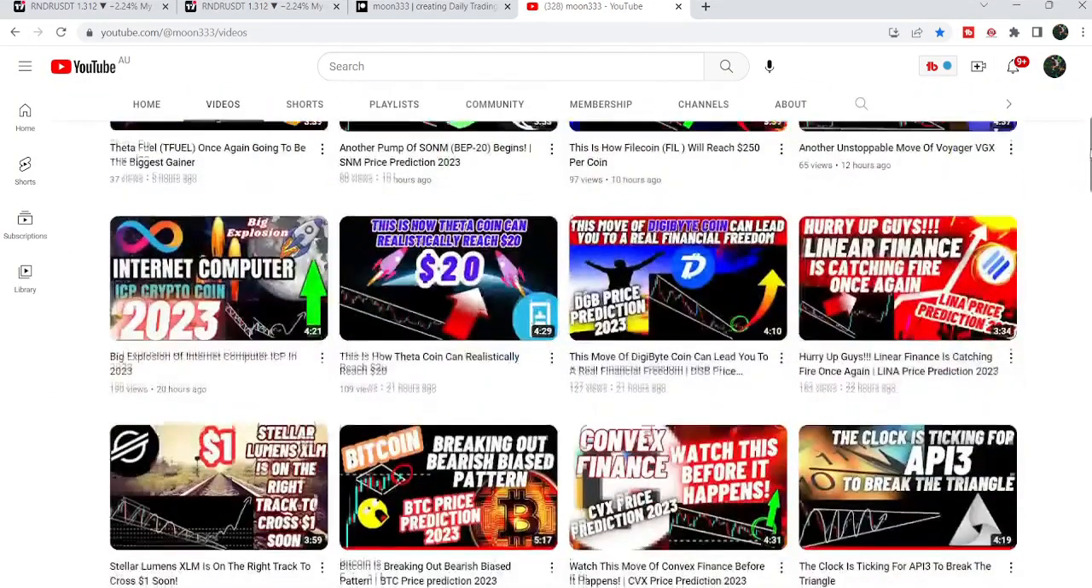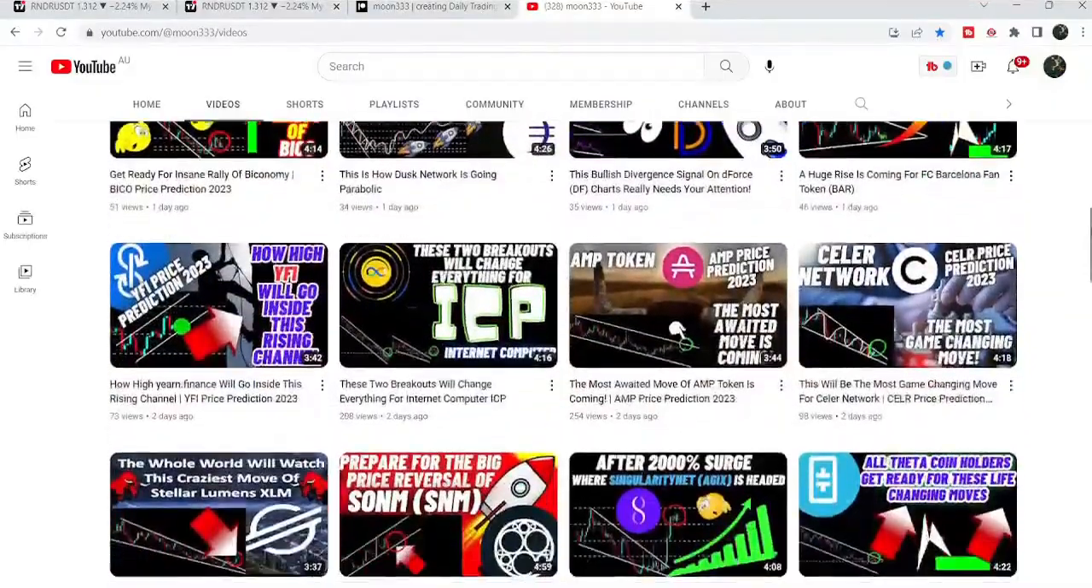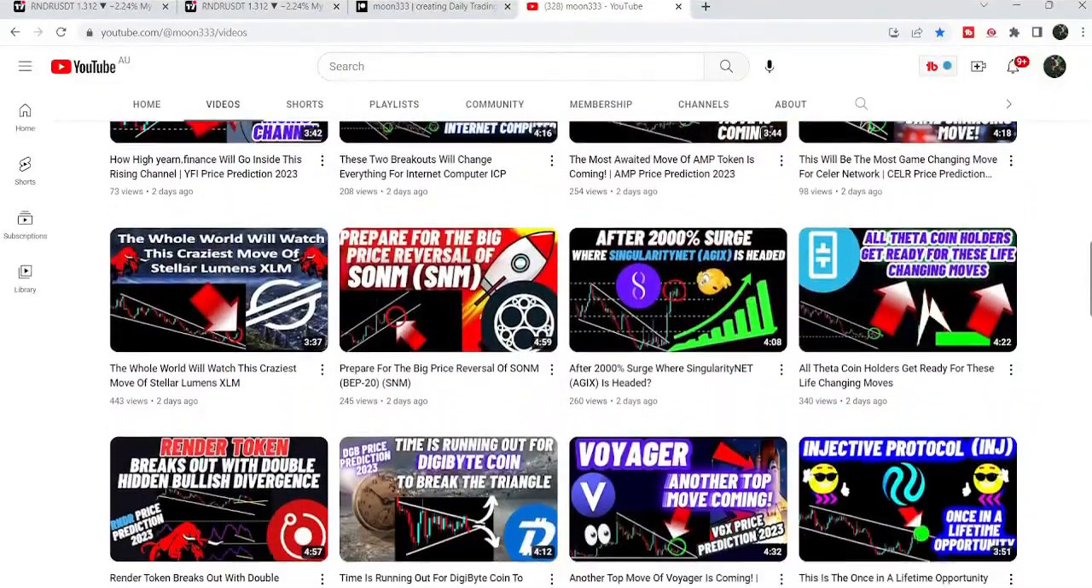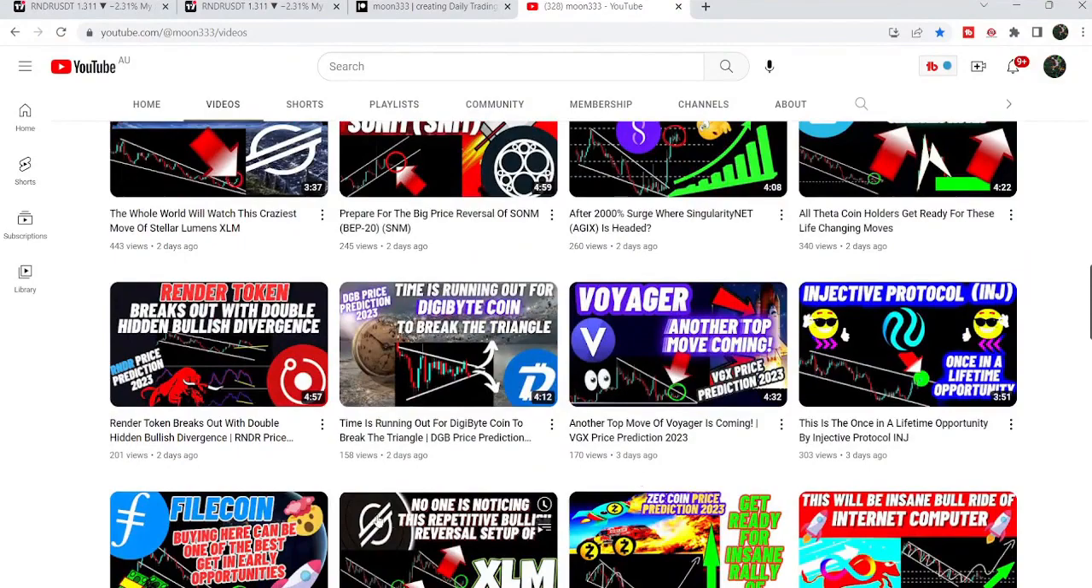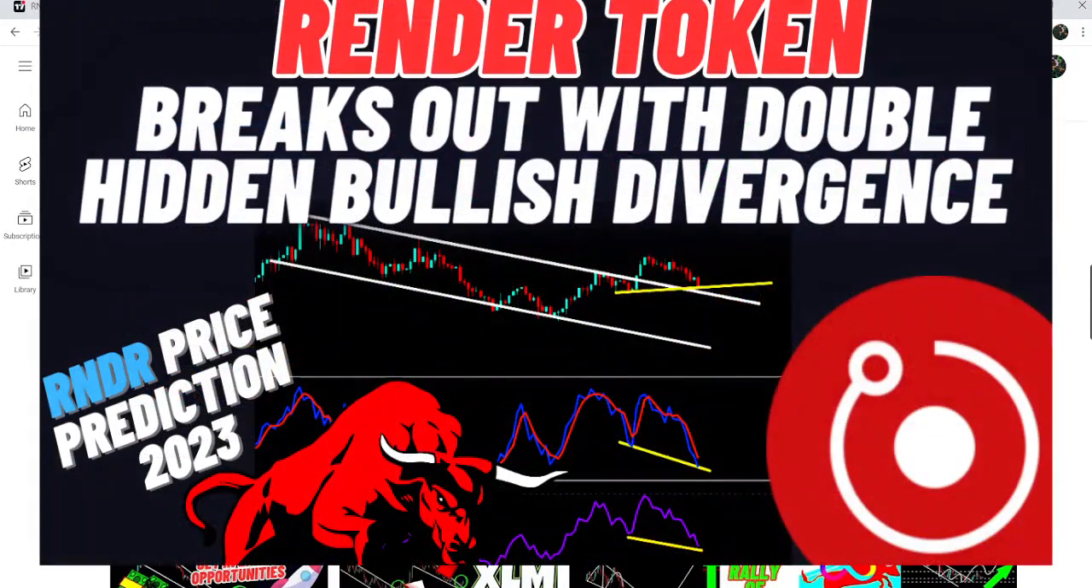In my previous video of Render token, I was showing you that after breaking out of a down channel, it was moving down to retest the previous resistance of the channel as a support, and I was telling you that there is a double hidden bullish divergence signal flashing on the charts. Therefore, there is a probability for a price reversal.